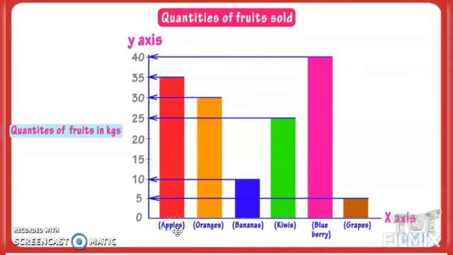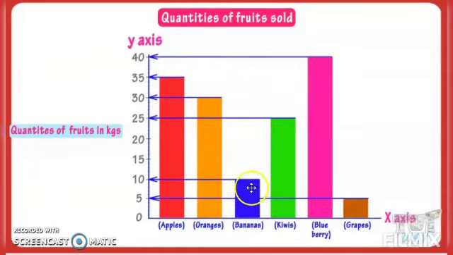Red bar shows us apples. And how many apples? We'll draw an arrow to check the line on the y-axis. It is matching 35 kgs. So apples are 35 kgs. Let us see what is this. This bar shows us oranges. How many? We'll again draw a line to touch the y-axis, and it is showing us 30 kgs. Next one is bananas.